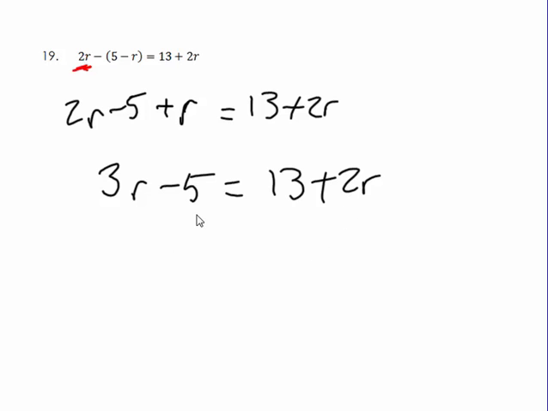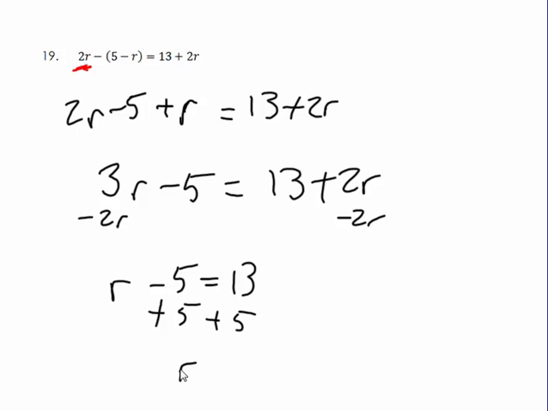And now I need to get all of my variables on one side and my numbers on the other. And I have a tendency to stick with the biggest number for my variable. So here I have 3r and over here I have 2r. So I'm going to go with the one that has the bigger positive value, so that way I don't have to divide a negative. So I'm going to subtract 2r from both sides. So minus 2r. So 3r minus 2r is r. Minus 5 equals 13. And now I add 5 to both sides, and I get r equals 18. And again, make sure we put boxes around our answers, okay?